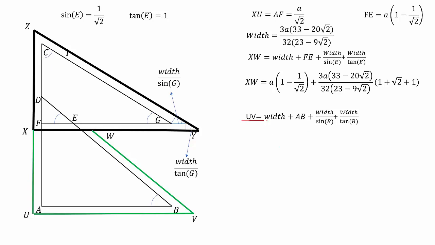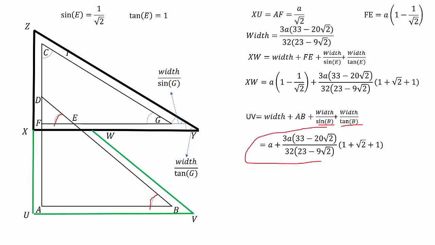Then we find the value for UV, which is this length, using the same principle: width plus AB, and similar triangles will be formed. We do this to find the overall distance from here to here and from here to here. Since the angle is B, we use angle B, and we also see that sine B and sine E are equal since they are both 45 degrees, and tan B and tan E are also equal, which is equal to 1. So by simplification we get this value.